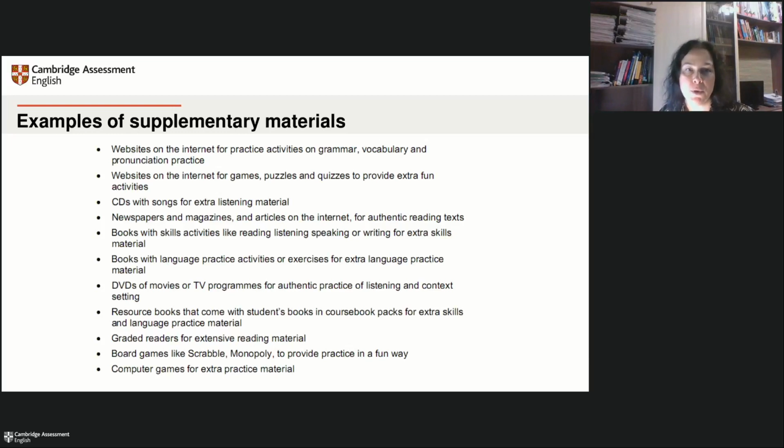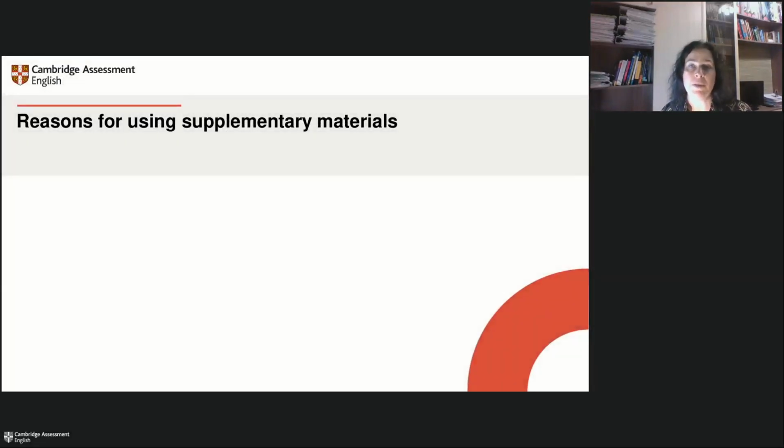Okay, board games, and you've mentioned some other games, I think, in the chat box. Okay, so reasons for using supplementary materials. First of all, we want to add variety. What else? What might be the other reasons for using supplementary materials? Here they are.